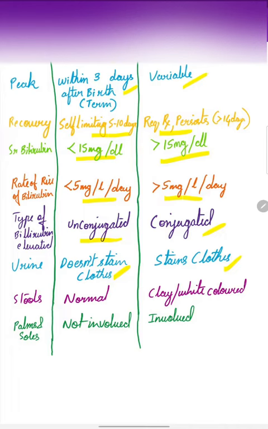Stools are normal in color in case of physiological jaundice, whereas they are clay white colored in case of pathological jaundice. The palms and soles are usually not involved in case of physiological jaundice, whereas they are involved in case of pathological jaundice.